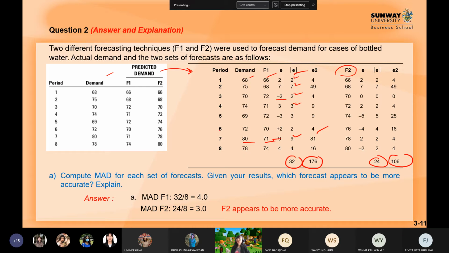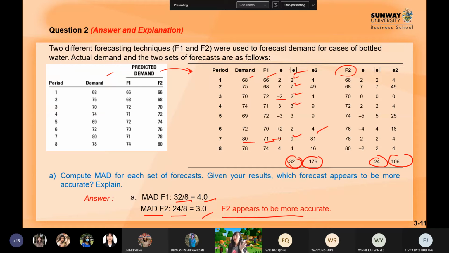Calculate the MAD. For forecast 1, the error is 32 divided by 8. For forecast 2, you take 24 divided by 8. 24 has less error compared to 32. And then, of course, your numbers are 4 and 3. 3 means the error value is less. Less error, less mistake. Which means forecast technique 2, which is done by you, is more accurate. So you need to give the answer: forecast 2 is more accurate.